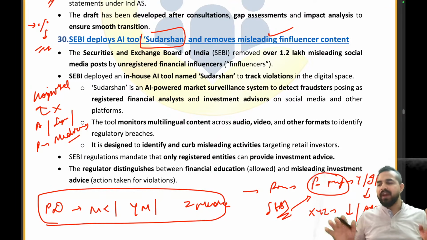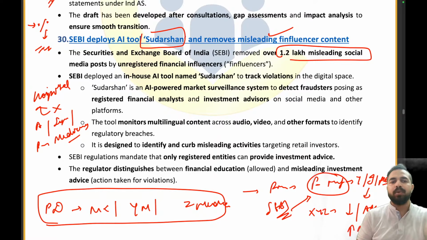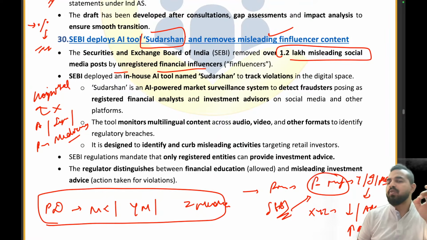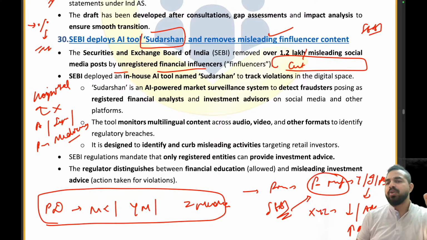And SEBI identified it. So SEBI just thought that okay, if this is the thing which is happening, we have to take some strict action against such kind of people, right? So basically SEBI has removed 1.2 lakh misleading social media posts by unregistered financial influencers. So SEBI says that okay, if you want to influence the people, if you want to provide these kind of services, you have to ensure that you are doing some certifications. You have to get yourself registered with the SEBI. Only then you can do this.